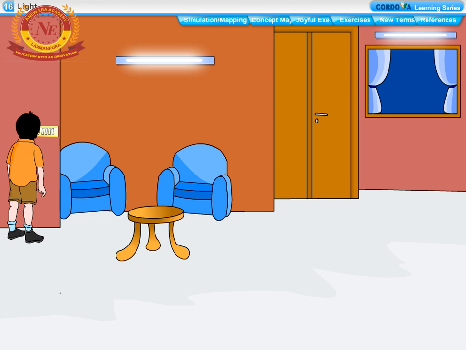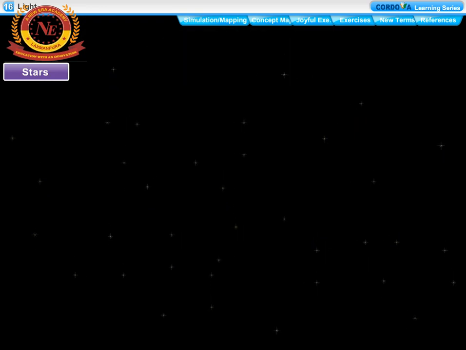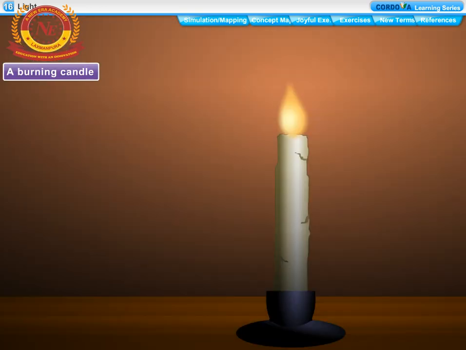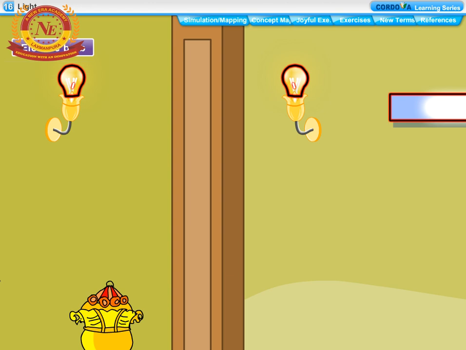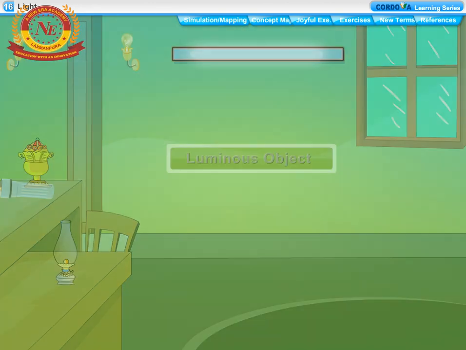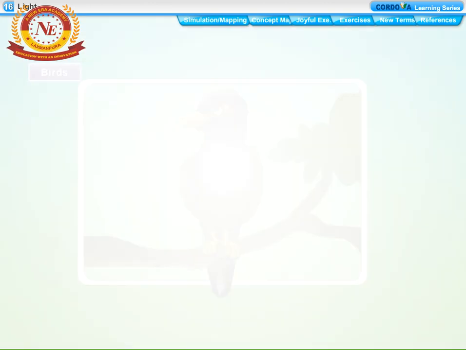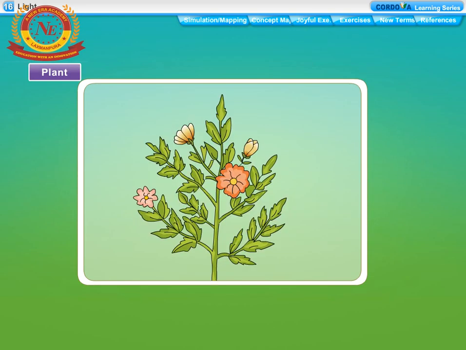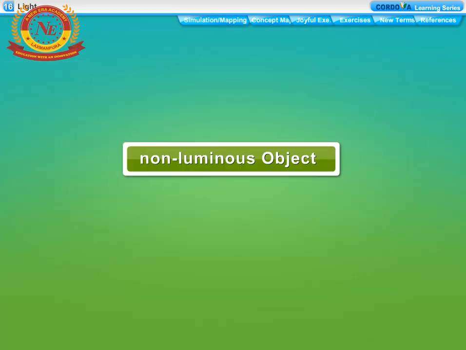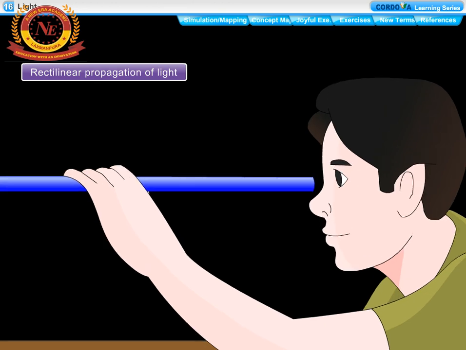Objects which give out their own light are called luminous objects. Objects that do not emit light of their own, like chair, table, bird, plant, etc., are called non-luminous objects. Property of light by which it travels in straight lines is called rectilinear propagation of light.